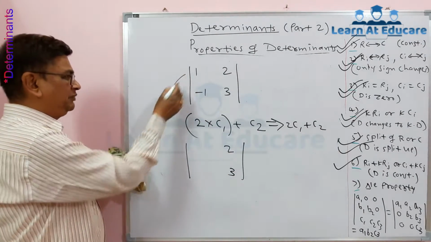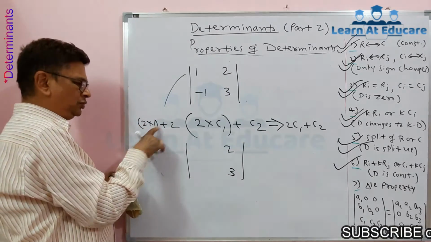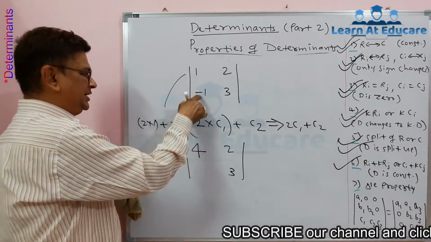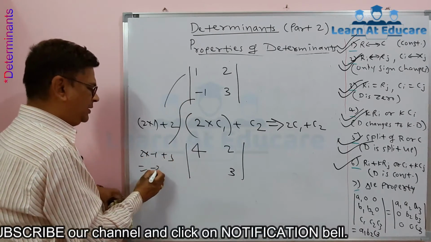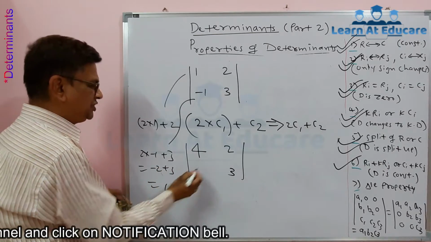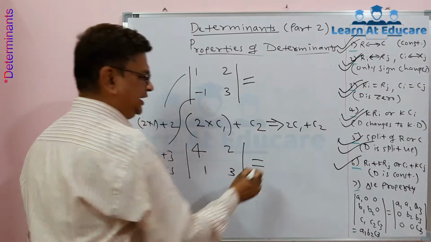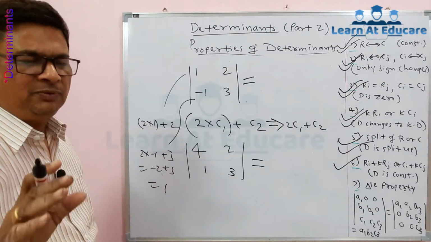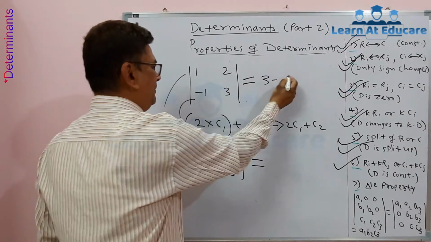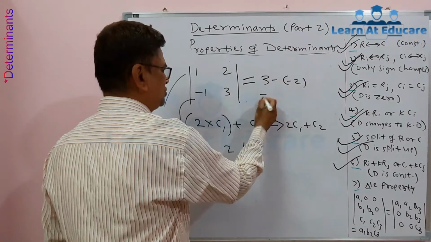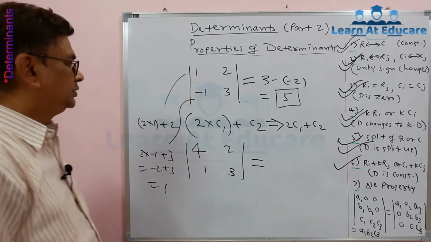That operation 2C1 plus C2 will be like this. 2 into 1 plus this 2, so 2 into 1 is 2, 2 plus 2, that is 4. Then for the second element, 2 into minus 1 plus 3, that is minus 2 plus 3, which is 1. Now we find the values of both determinants and see they will be exactly the same. For example, the first determinant: 1 into 3 minus 1 into 2, that is minus 2, and that comes to be 5.